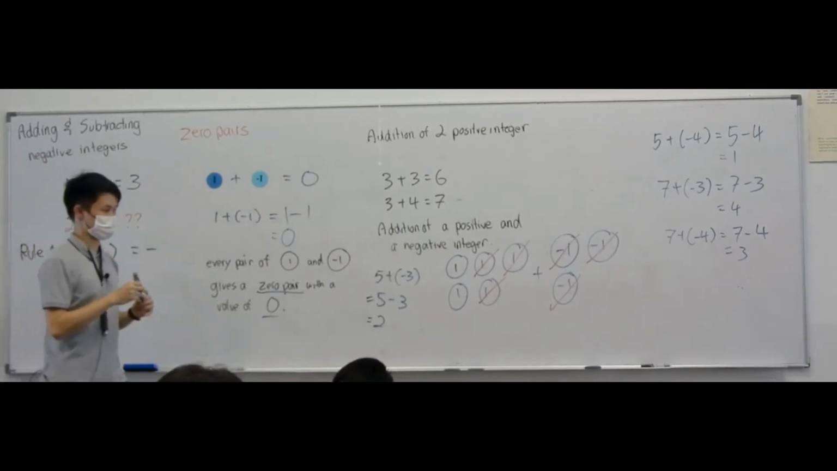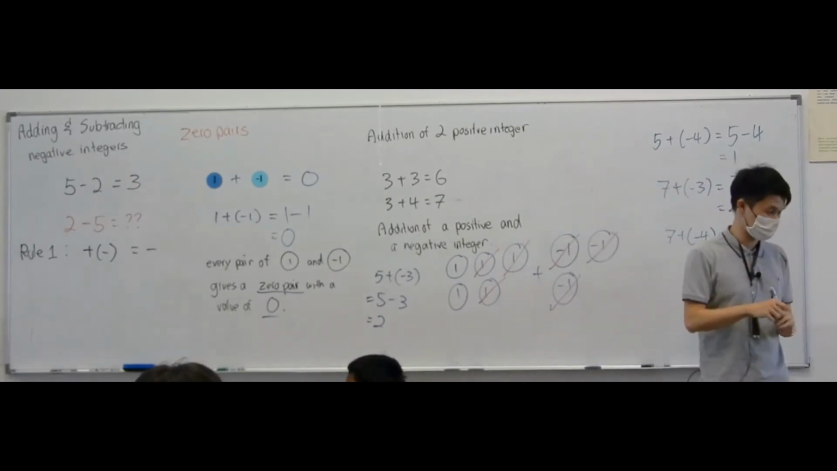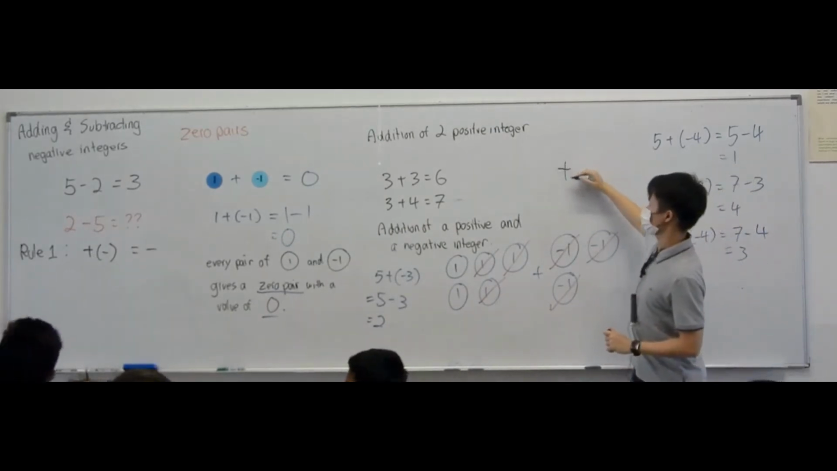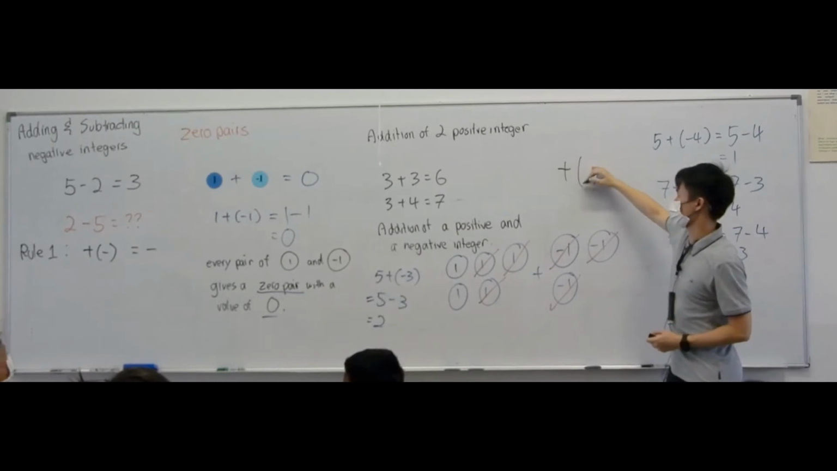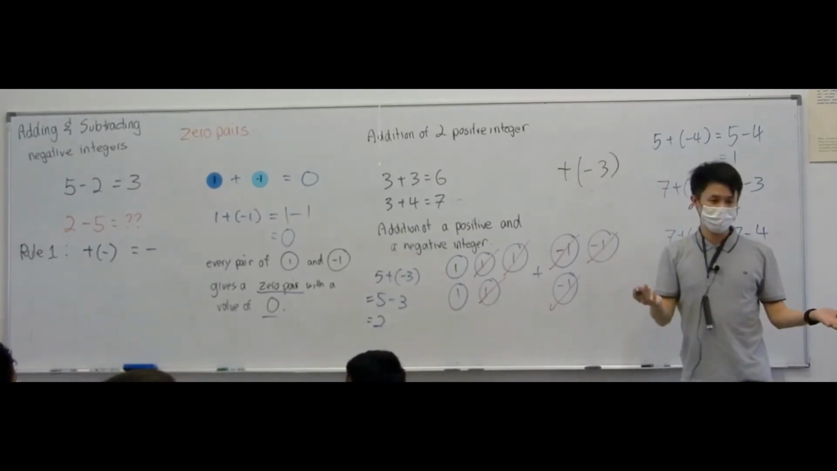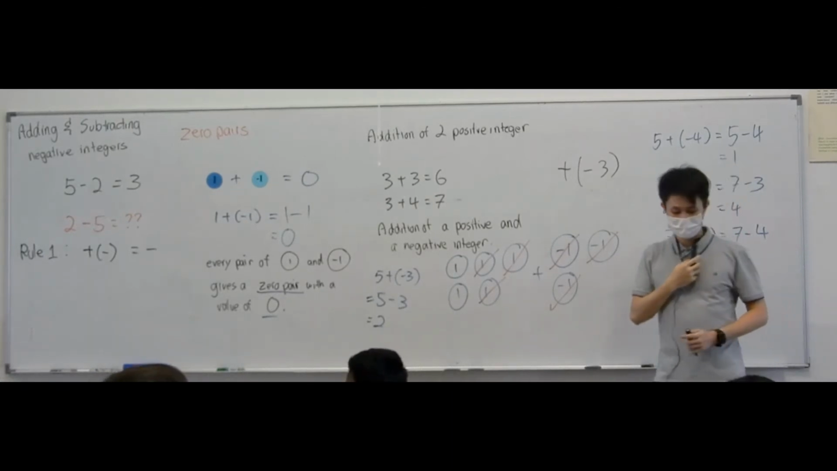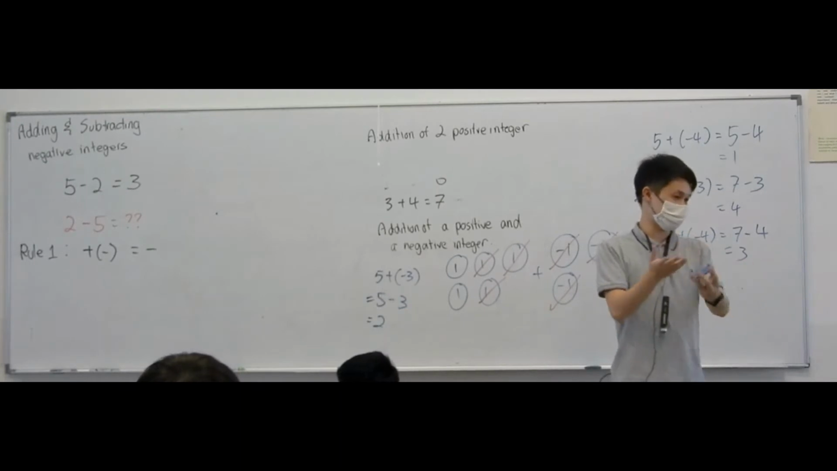Now, as I said in the previous lesson, you do not write two operations together without any brackets. If you want to write plus minus, you need to have a negative, let's say negative 3, in brackets. These will make sense. If you write it without a bracket, it will not make sense. Is that clear? Just now we had 5 plus negative 3, right?